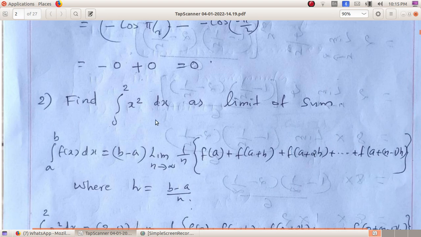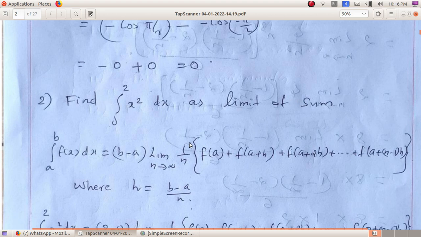Find integral from 0 to 2 of x square dx as a limit of a sum. To solve this type of problem, we need a formula: integral from a to b of f of x dx equals b minus a into limit n tends to infinity 1 by n into f of a plus f of a plus h plus f of a plus 2h plus f of a plus 3h, etc. At last f of a plus n minus 1 into h. This formula is to be learned by heart to solve this type of limit of sum problem.